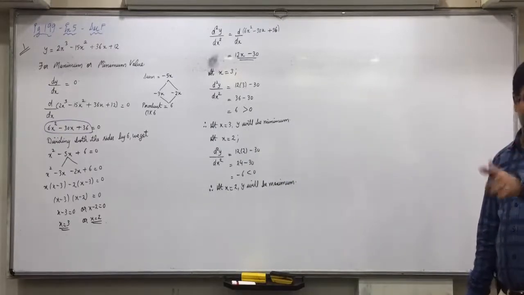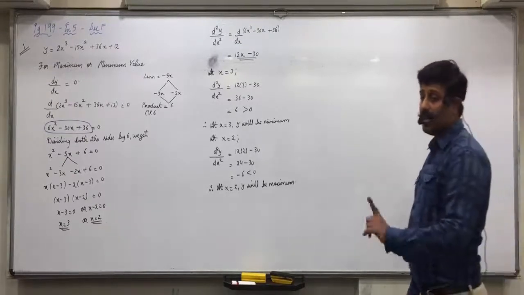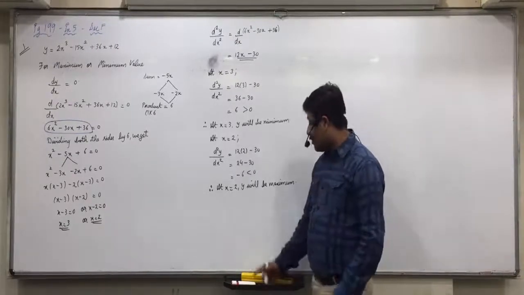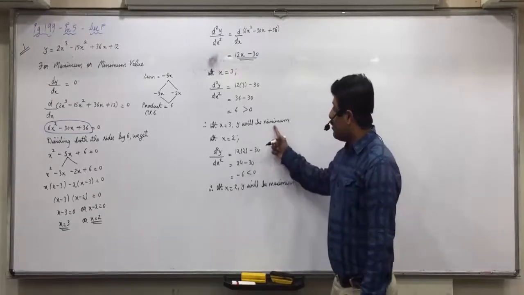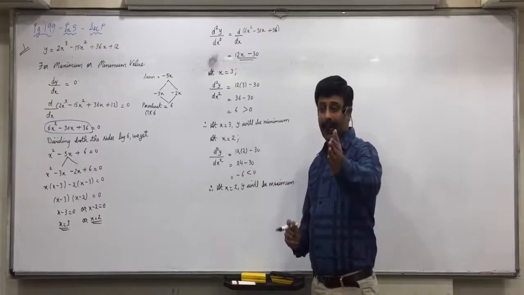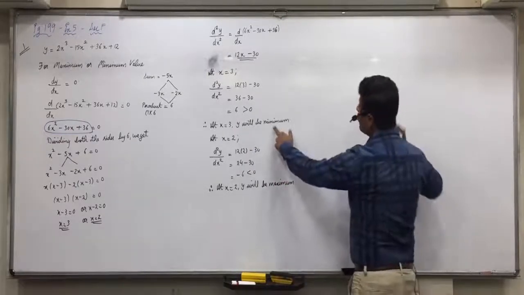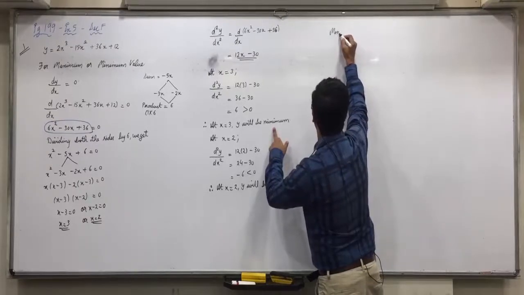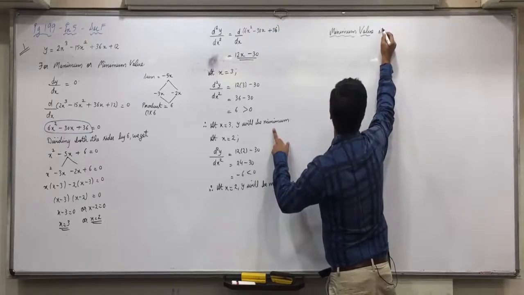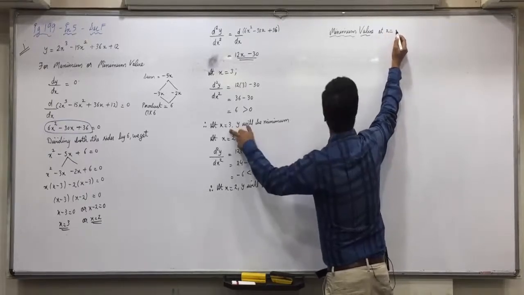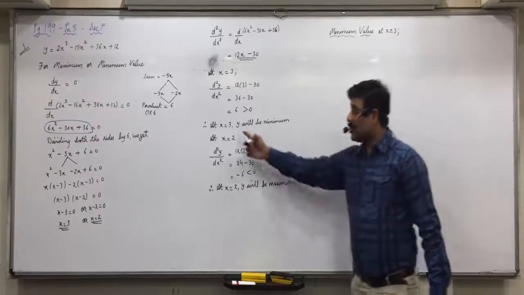Read the first sentence in the question. Find the values of x which maximize or minimize y. Which value of x will maximize y? 2. And which value of x will minimize y? 3. And at the end it also says find the maximum and minimum value. First we find the minimum value of y. The minimum value is at x equals 3.